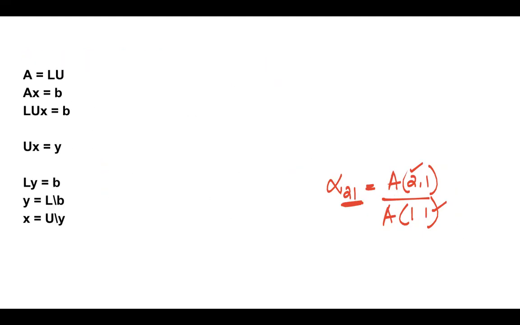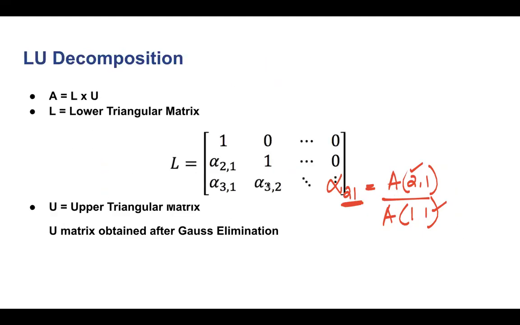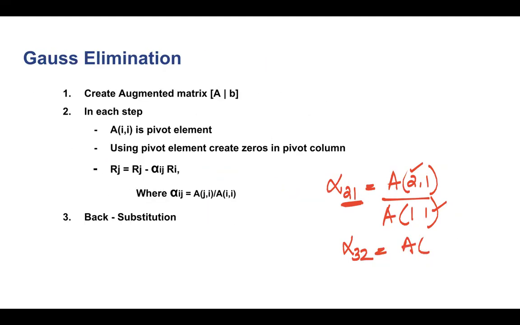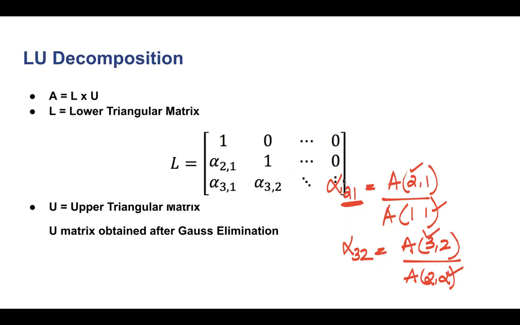Now let's take this value, alpha 3, comma 2. Alpha 3, comma 2 is actually, let's go back, A 3, 2 divided by A 2, 2, right? So this index, this index. That's how we write it. Any questions?